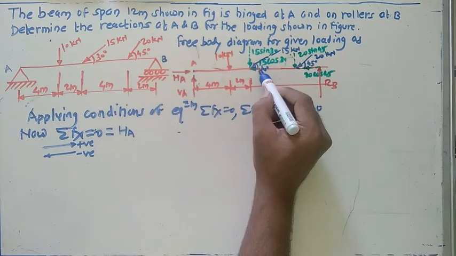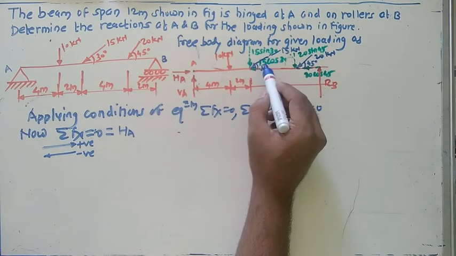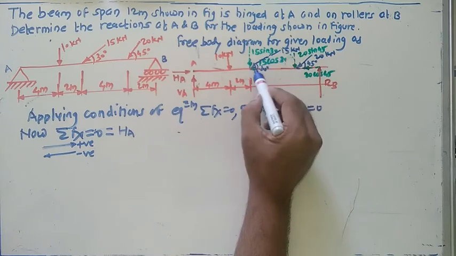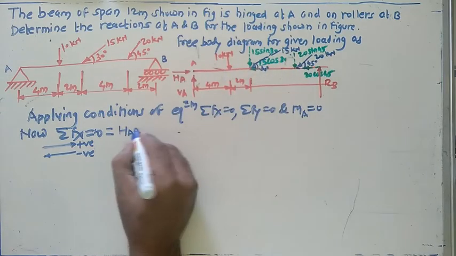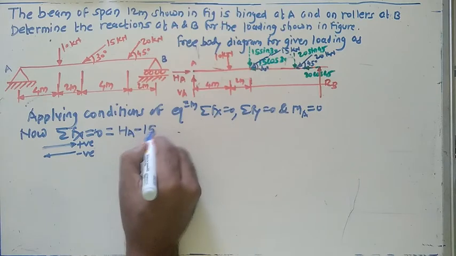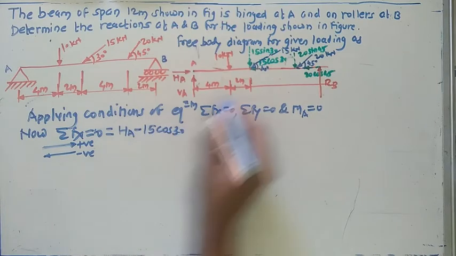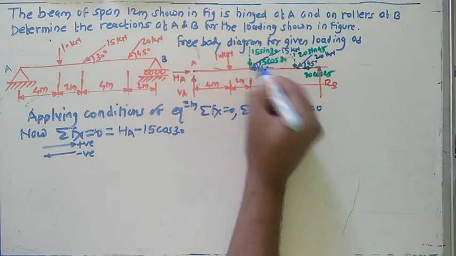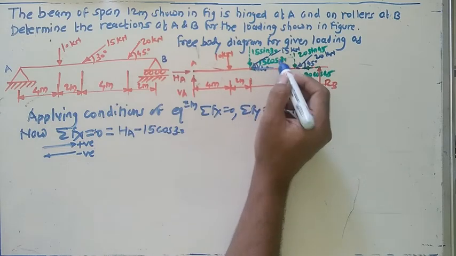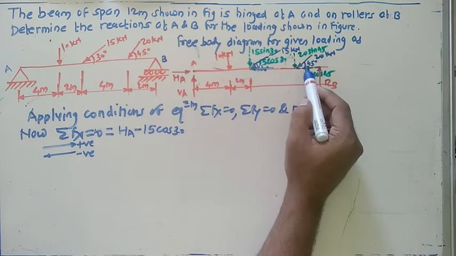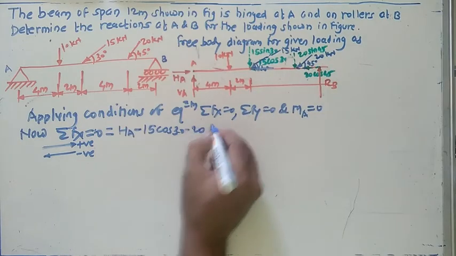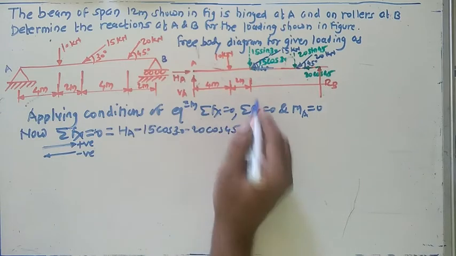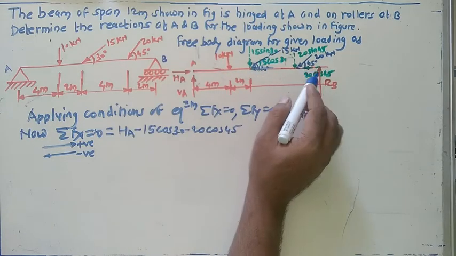What about the next one? The component of this 15 kilonewton along the horizontal direction is 15 cos of 30, running in the opposite direction of this, so the minus sign here. So 15 cos of 30. Another component is here: the component of this 20 kilonewton in the horizontal direction, whose magnitude is 20 cos of 45. No more force is available.